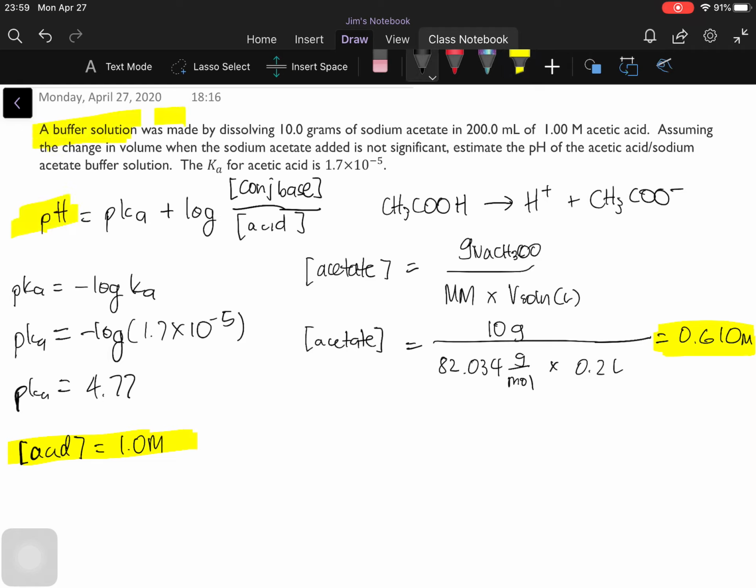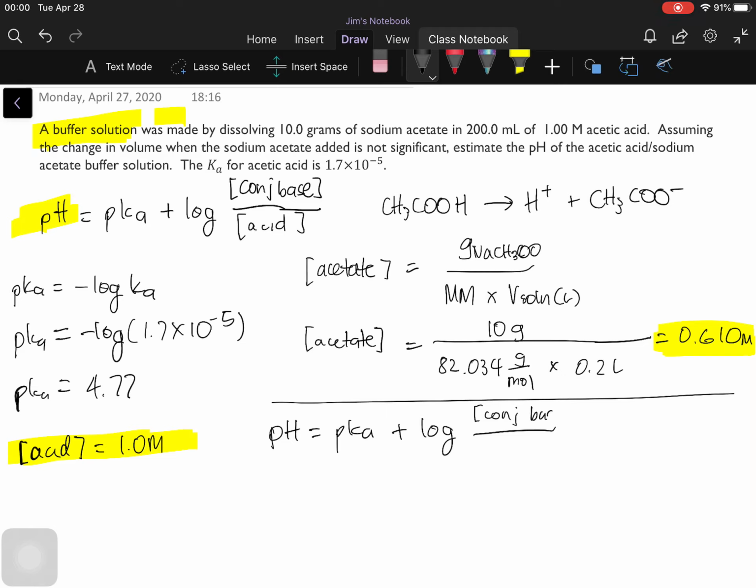So how are we going to do that? We'll use the Henderson-Hasselbalch equation. So that means the pH of the solution is pH equals the pKa plus the logarithm, the concentration of the conjugate base over the acid.